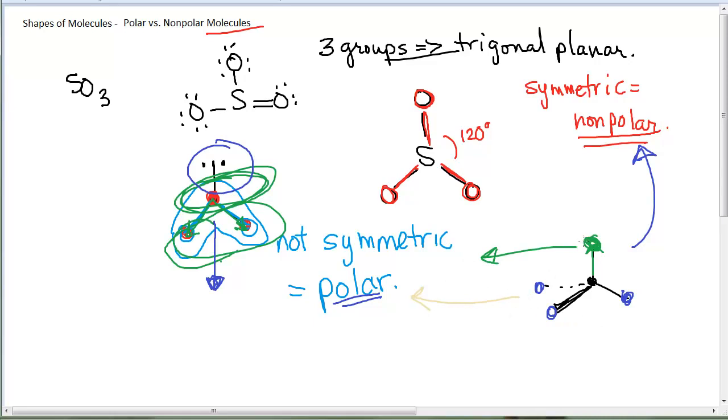So essentially what you're looking at is the geometry and saying, is this molecule symmetric or not symmetric? If the molecule is perfectly symmetric in all three dimensions, then it's nonpolar. If the molecule is not symmetric, it is polar. I'm going to let you go ahead and work on the trigonal bipyramid and the octahedral, or we can do some examples in class, but this will get you started with it.